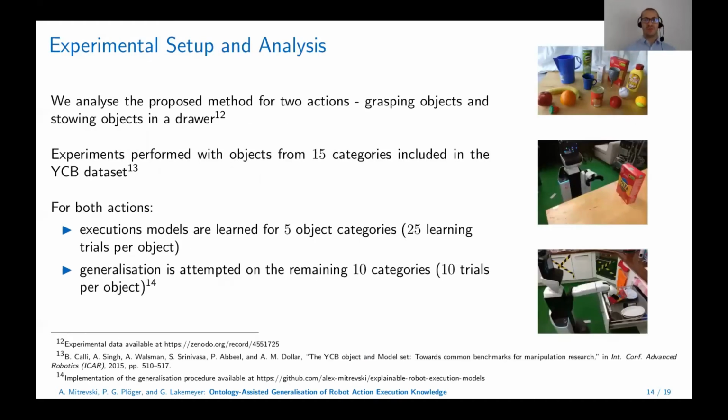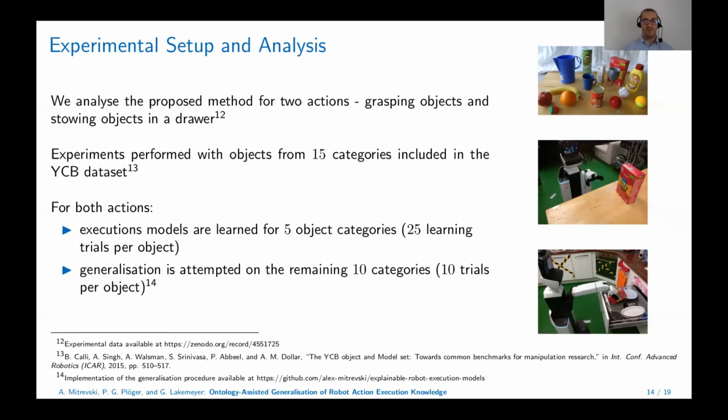We analyze our proposed ontology-assisted generalization method by performing experiments with two actions, namely grasping an object and stowing an object in a drawer, both with a Toyota human support robot. For both actions, we performed experiments with objects belonging to categories in the YCB object dataset, though it should be noted that we used local objects that closely resemble the objects in the dataset.